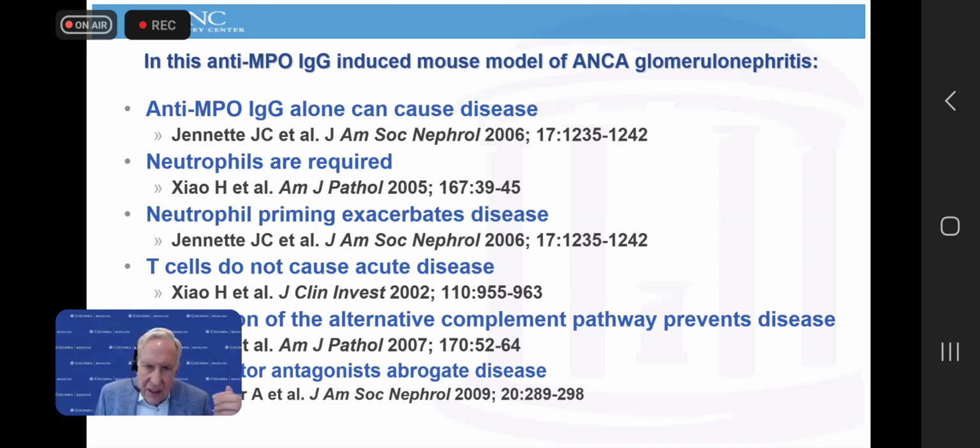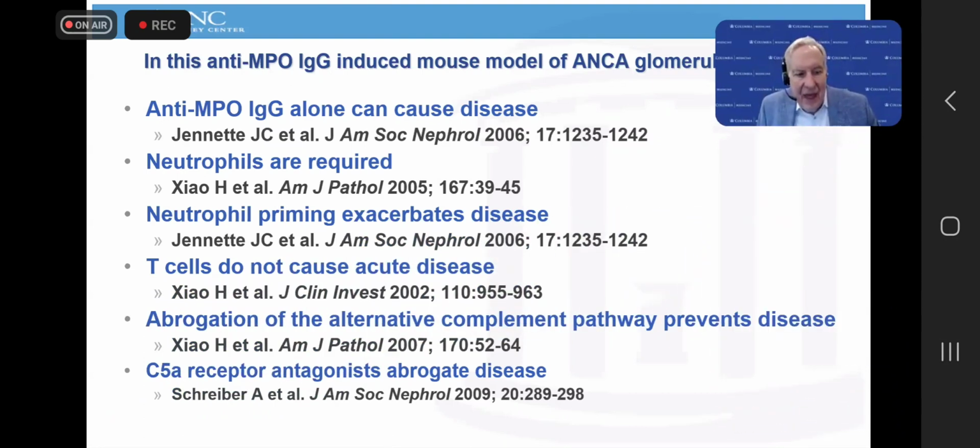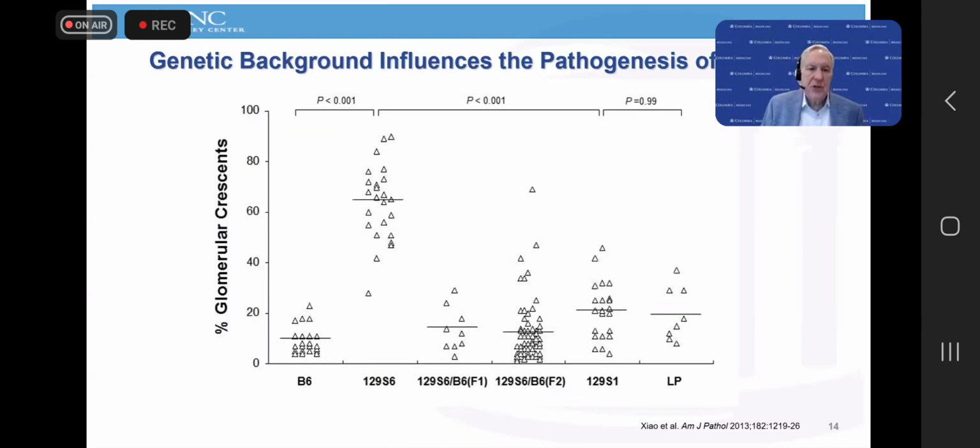T cells don't cause the acute disease. They're important in immunopathogenesis, of course. And interestingly, if you abrogate the alternative pathway of complement, C3 tickover, and then specifically interfere with the C5a receptor, you abrogate disease. And in fact, what you all know now as avacopan came out of studies from our labs in which the human C5a receptor was placed into mice, and then the peptide, which now is known as avacopan, really abrogated disease activity.